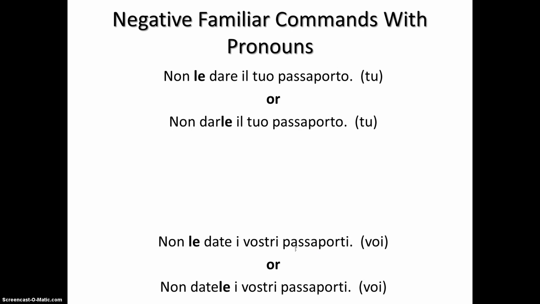Finally, let's take a brief look at using pronouns with negative commands in the familiar forms. With the negative familiar commands, you actually have a choice. Pronouns can either be attached at the end of the conjugated verb or precede it. Both options are correct and of common usage. Non le dare il tuo passaporto, or non darle il tuo passaporto. Notice in the second option that the E of dare, the final E, has dropped off. Non le date i vostri passaporti, or non datele i vostri passaporti.